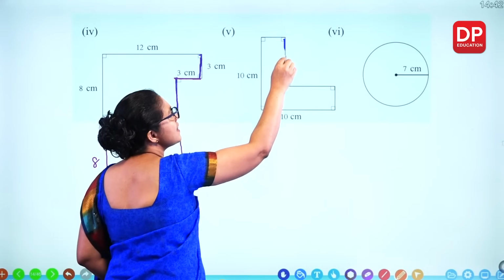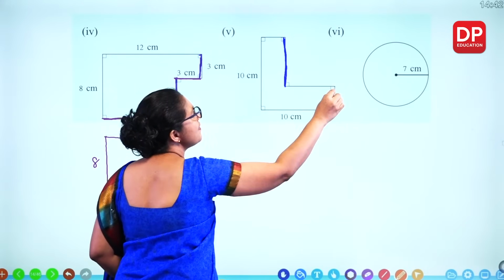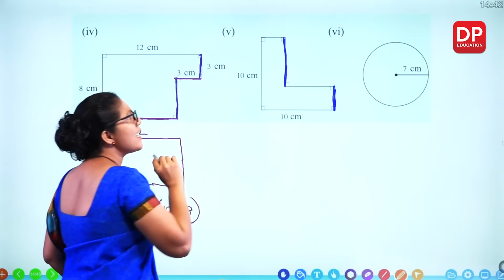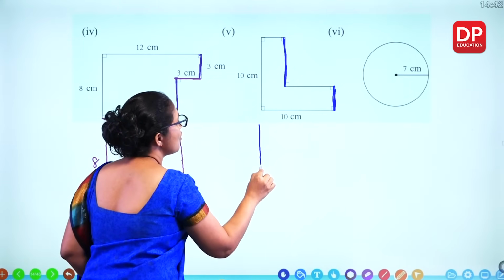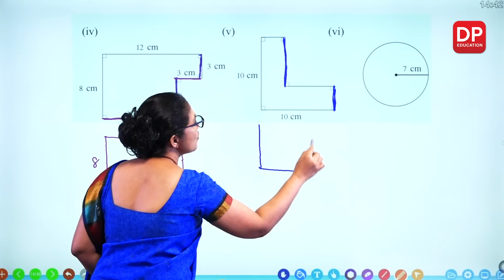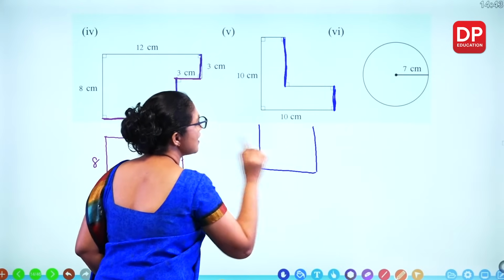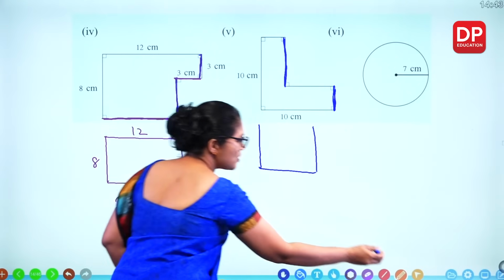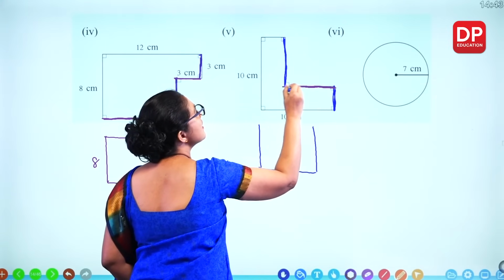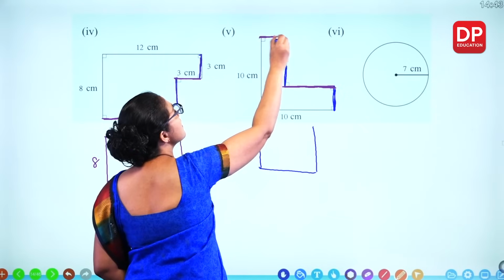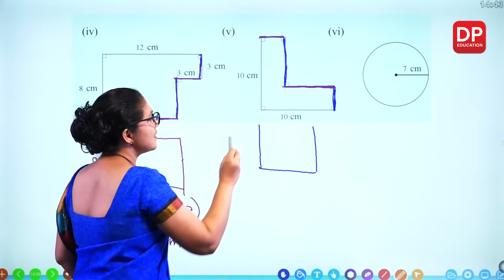Now here also in this question, look carefully. When you take this one and this one, what do you get? You get 10. So here I'll draw this and this. So I get 10. And if you take this length and this length, what do you get? 10.